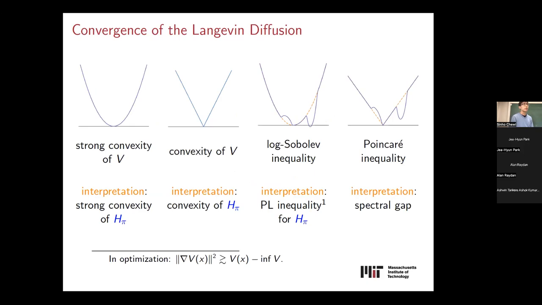Okay, so now I want to talk about the convergence of the proximal sampler. And to do that, I'm going to draw some analogies with the Langevin diffusion. The convergence of the Langevin diffusion has been studied under a variety of assumptions, such as the strong convexity of V, the convexity of V, or certain functional inequalities like the log-Sobolev inequality and the Poincare inequality. These functional inequalities allow for a little bit of non-convexity. And all of these inequalities have very interesting interpretations. There are entire books written about the convergence of Markov processes.